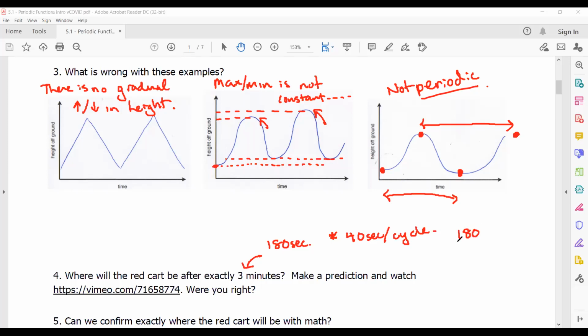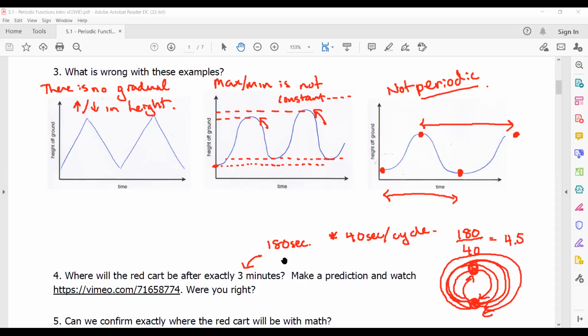Here's a quick piece you can do. 180 divided by 40 gives me 4.5 revolutions. So if I start here, 4.5 revolutions means one full cycle, two full cycles, three full cycles, four full cycles, and then half a cycle. After 180 seconds, I will be at the top of the Ferris wheel.